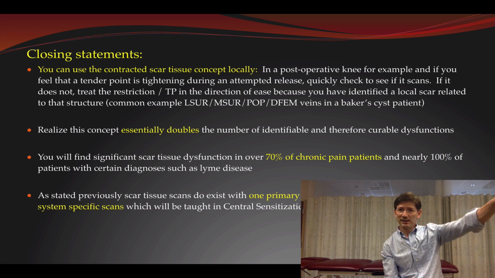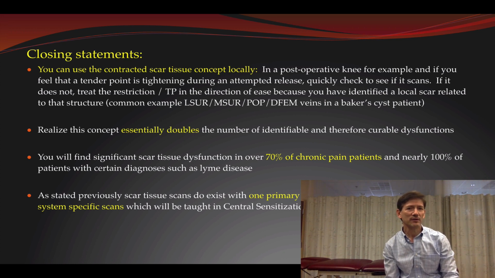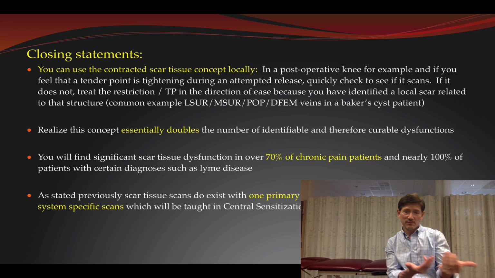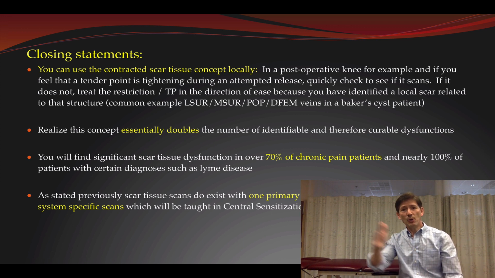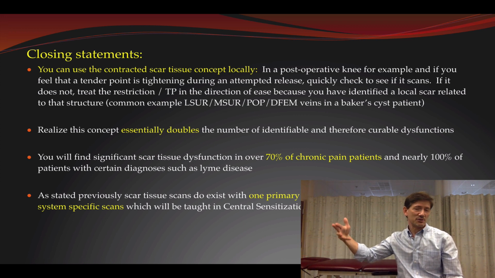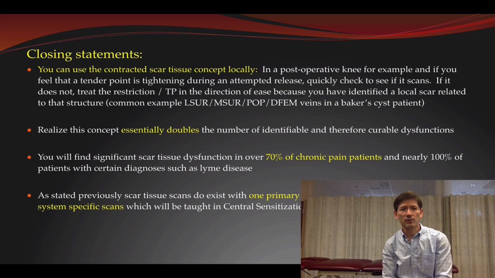So you go up, quickly see, does it scan? And if that remaining tender point, that one that won't turn off, doesn't scan, then it is a scar, and you just go in the wrong direction or a random direction. Technically, anytime you find a point that seems to tighten right as you go to release it, it could be a scar, and you can try the opposite direction, knowing that its partner on the other side is going to scan and treat typically. All right, so again, you can use it locally.